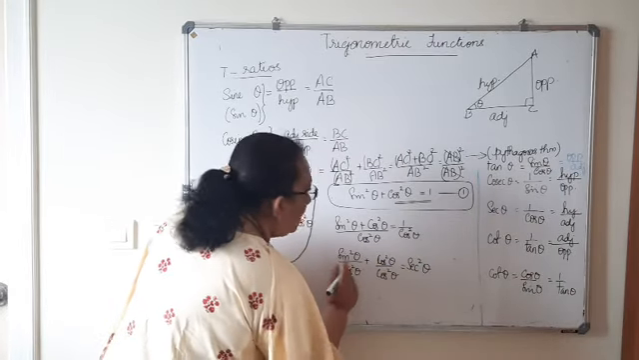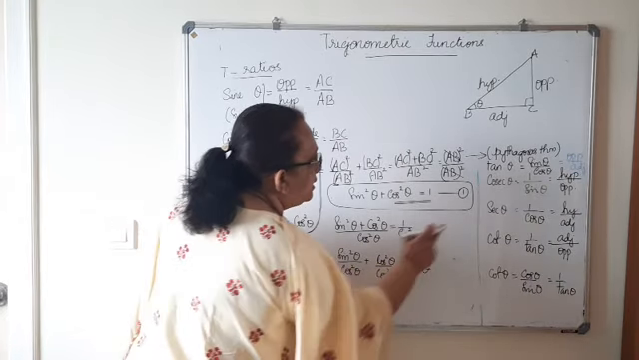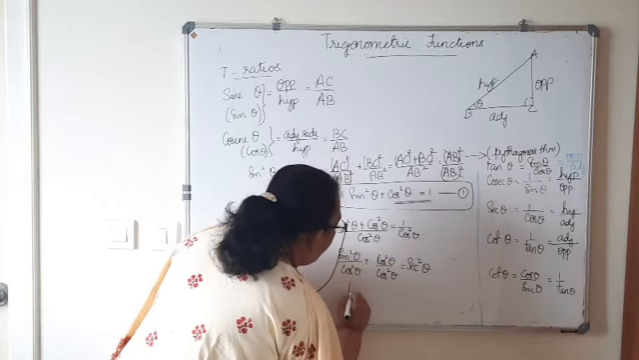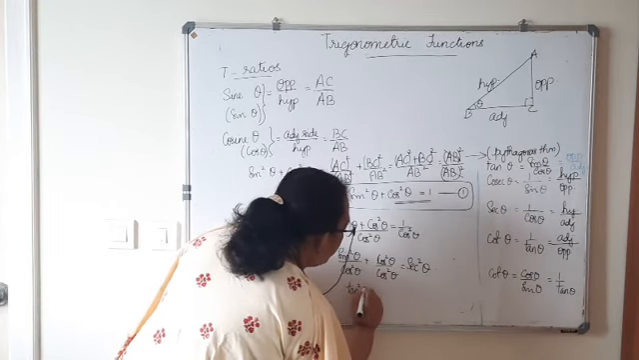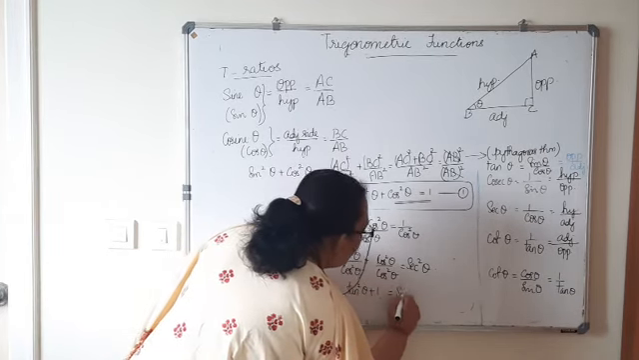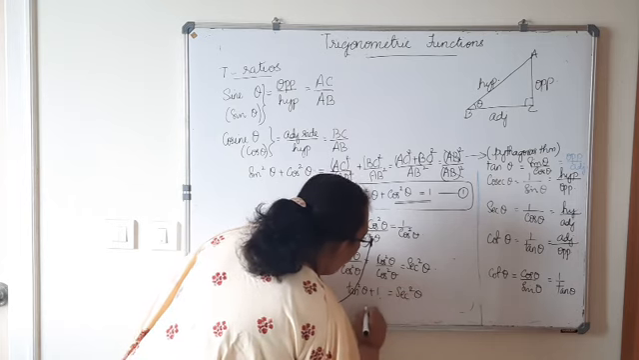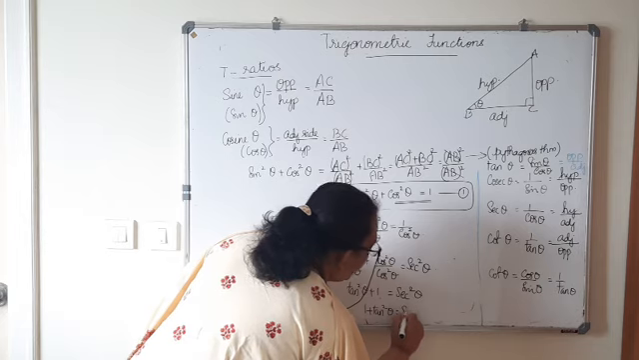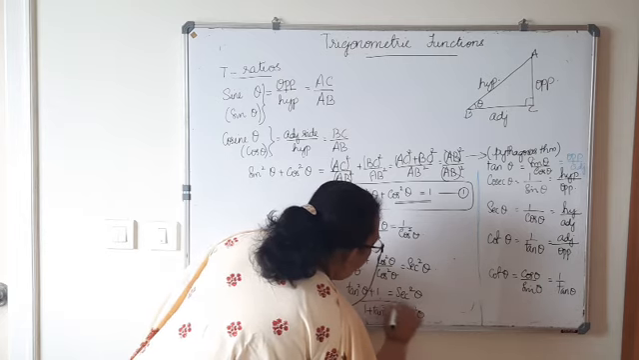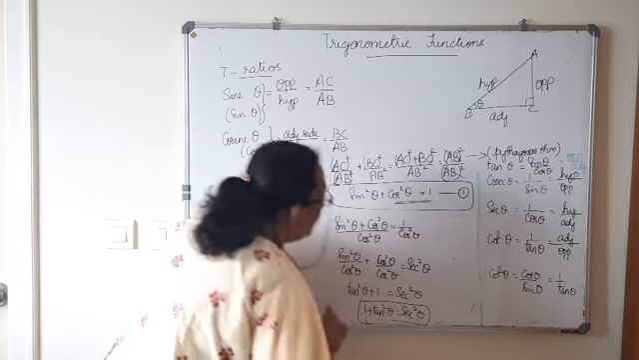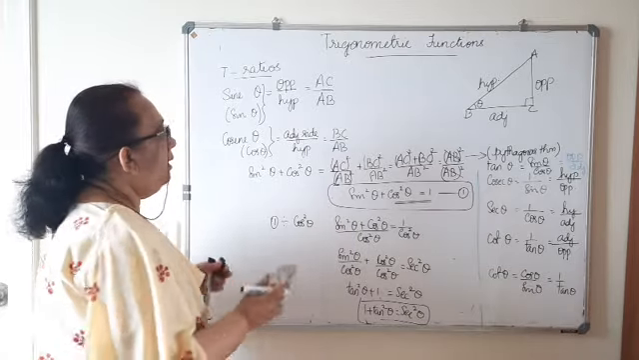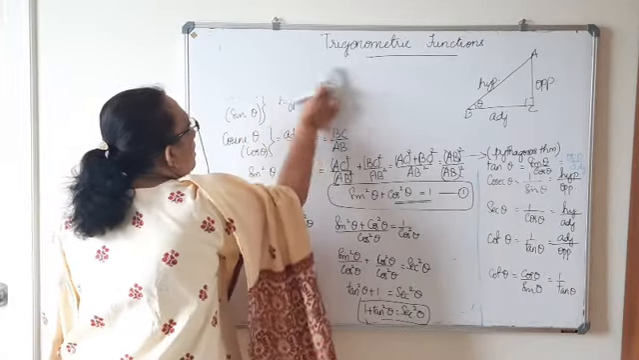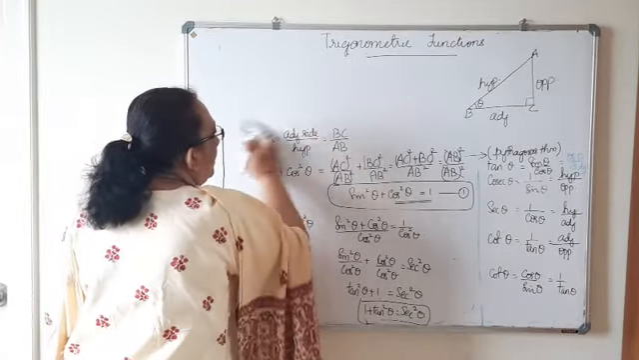Sin theta by cos theta is equal to tan theta. So tan square theta plus 1 is equal to sec square theta, or you can say 1 plus tan square theta is equal to sec square theta. This is another identity. So we have studied three important identities for trigonometric ratios.